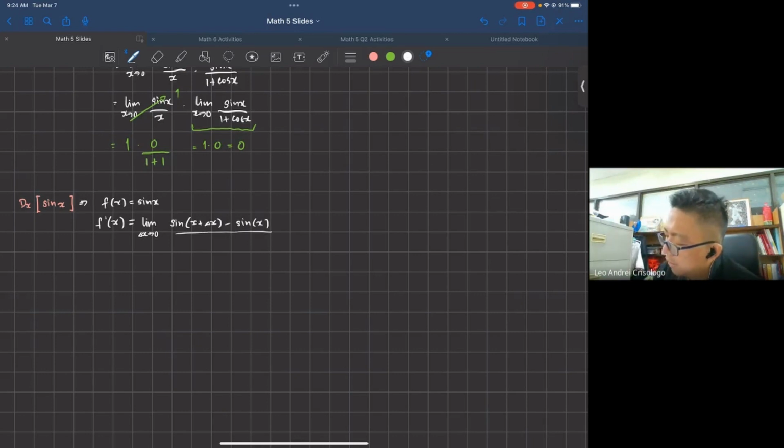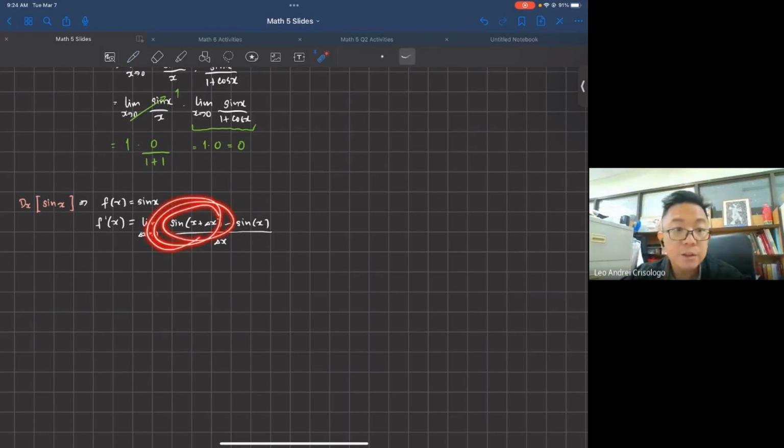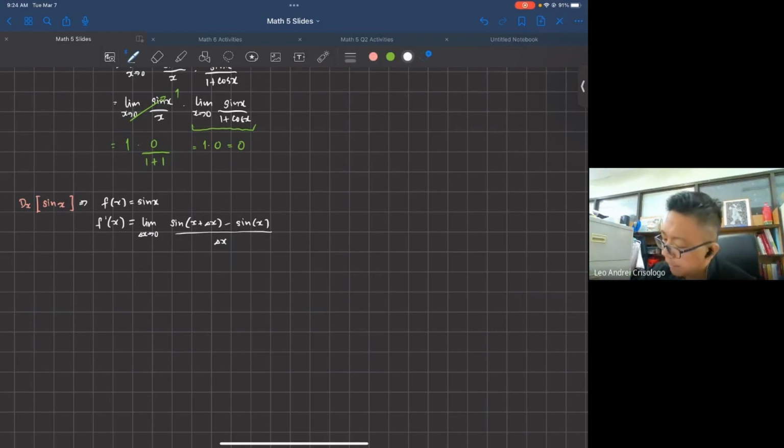All over delta x. So, ang titignan natin dito ay yung sine of x plus delta x. It is the sine of a sum, so we will use the sine sum identity. Remember, sine of a plus b is equal to sine a cosine b plus cosine a sine b. So, we will expand yung sine of x plus delta x. We'll write it as sine x cosine delta x plus cosine x sine delta x minus sine x.